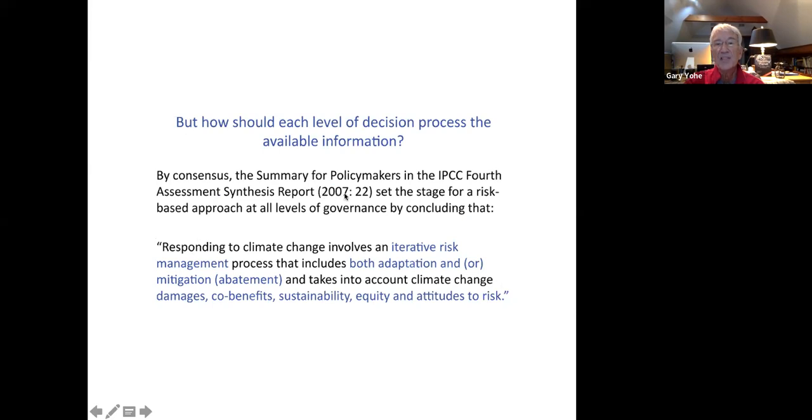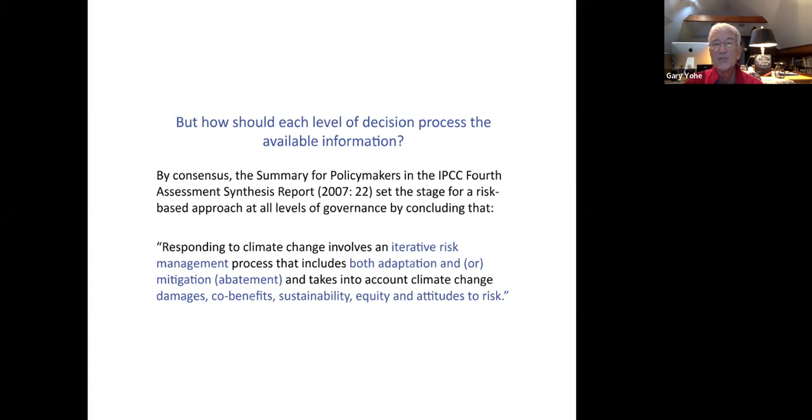In 2007, up until then, it was a cost-benefit problem. You add up the costs, you add up the benefits, you set marginal costs equal to marginal benefits, and you get a solution. No, that doesn't work. What you need is iterative risk management. What is risk? We'll talk about that in a minute.